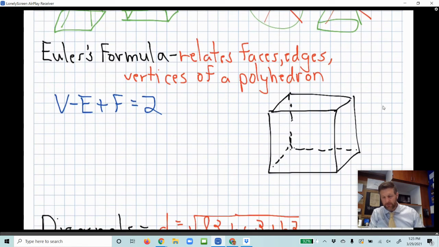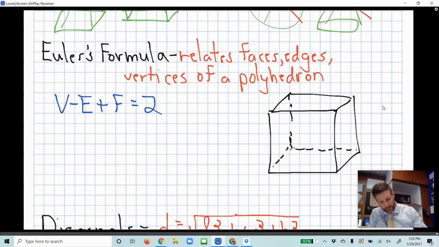Then we get this thing called Euler's formula. And I'll be honest, we're not going to have a whole lot of application of this, but you will get asked about it on standardized tests. You will get asked about it in this chapter. It's a pretty simple thing, though you're not going to use it a whole lot beyond just knowing it. It's a way that the faces, edges, and vertices of a polyhedron relate to each other. It's a way to find one of them if you don't know it, and is probably more useful with more complex polyhedrons with lots and lots of faces and sides. But anyway, there it is. It's a formula that always equals 2. It's the vertices minus the edges plus the faces equals 2.